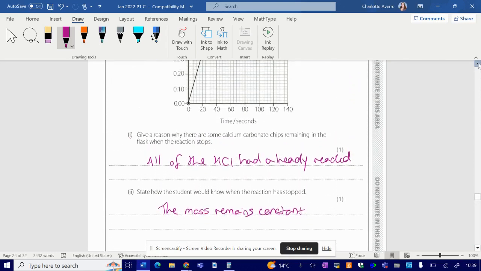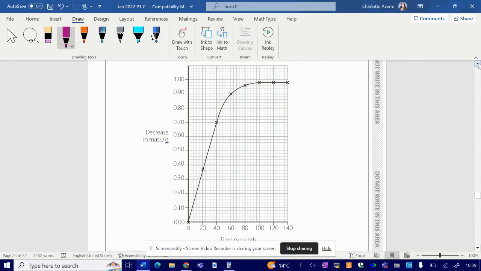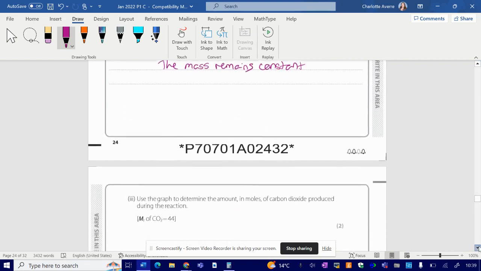Okay, so I've got the MR, so I'm going to want the mass. I'm going to need to work out how much carbon dioxide was lost. The decrease in mass is all happening because of the carbon dioxide. So I can see that I have lost 0.98 grams. That tells me that I've got 0.98 grams of carbon dioxide.